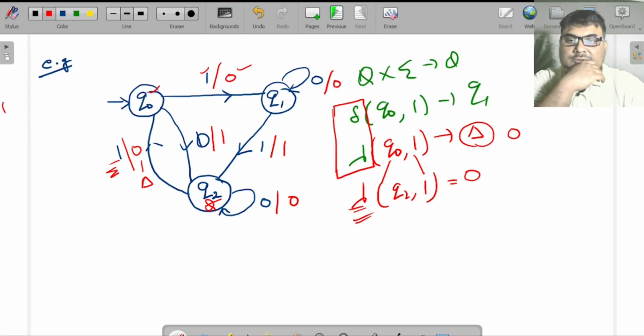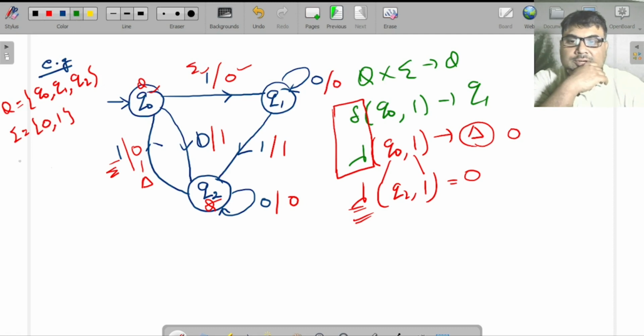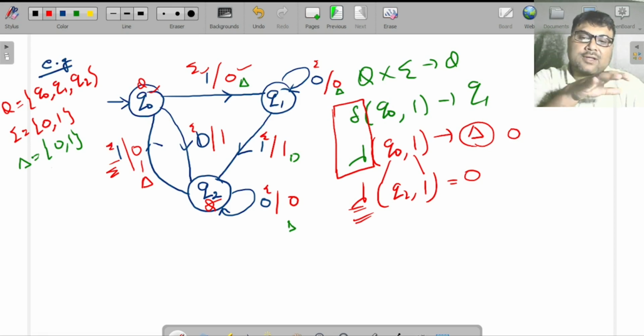So what is Q? Q is the set of finite states Q naught, Q1, Q2, and sigma is the input alphabet. So here it is Q, it is sigma. What about the big delta? The set of output symbols 0 and 1. So here it is delta. All the things come from the sigma. I hope you understood this.